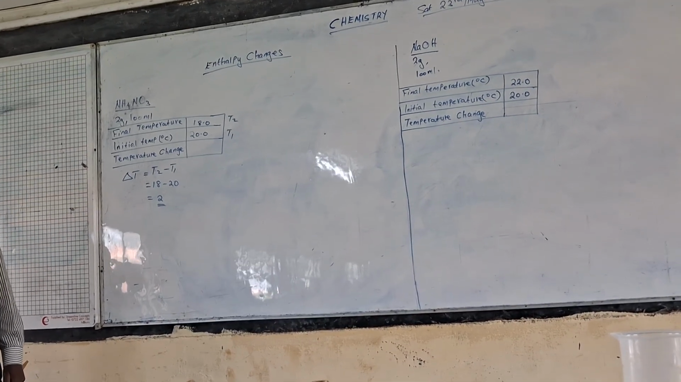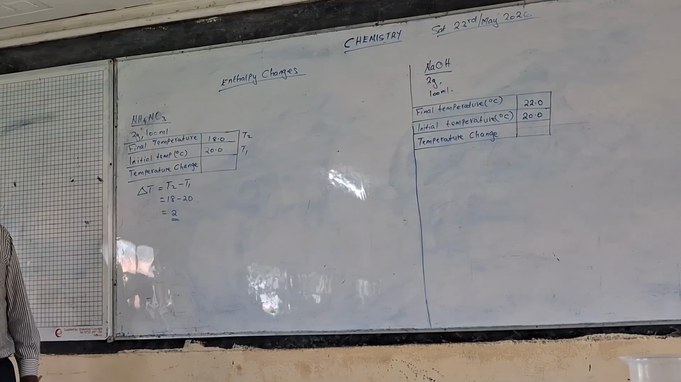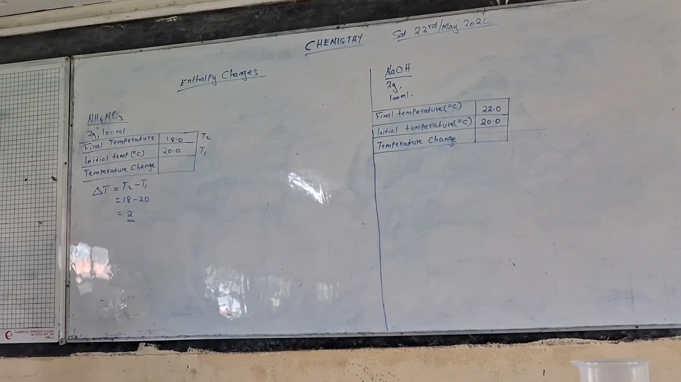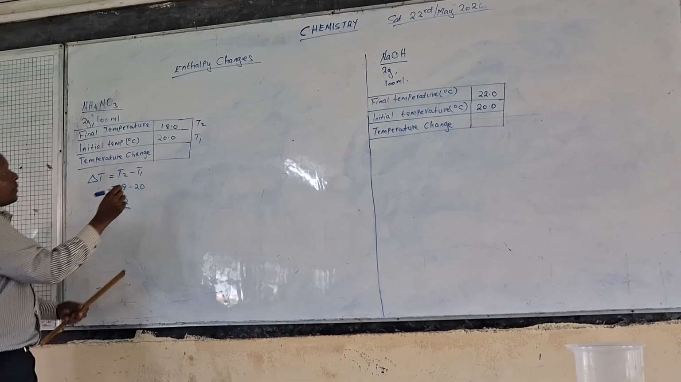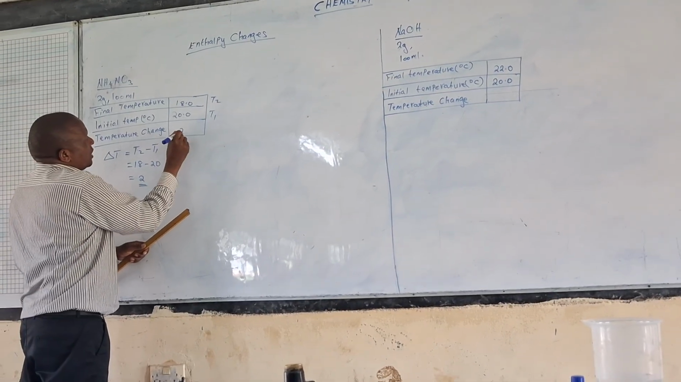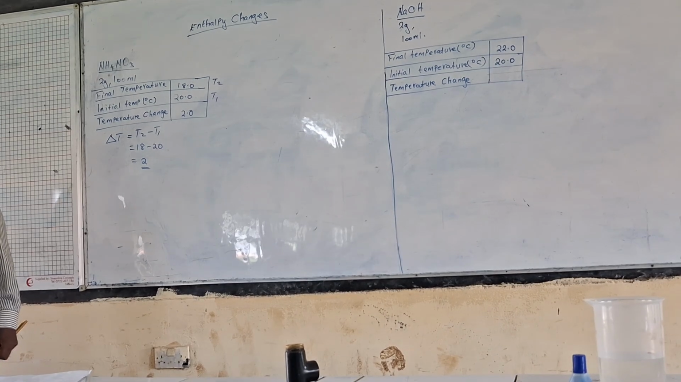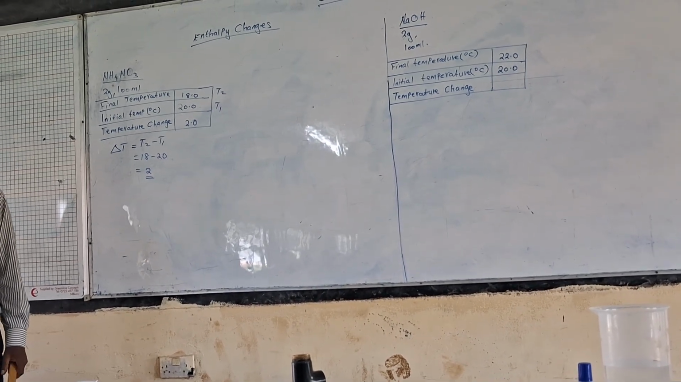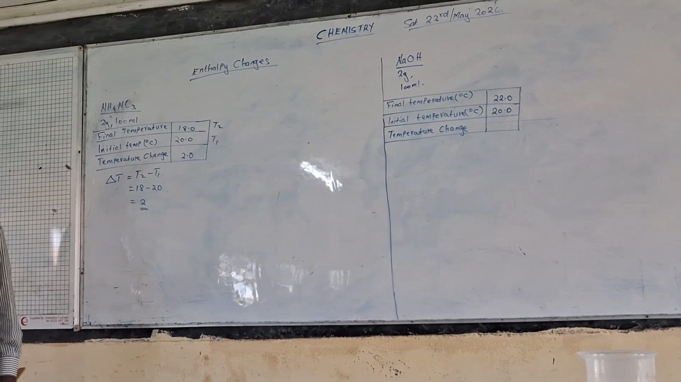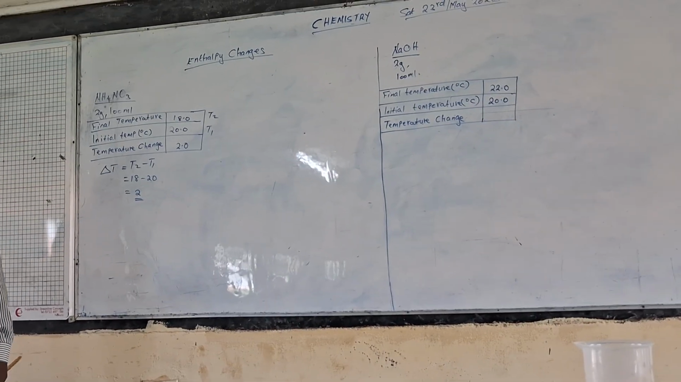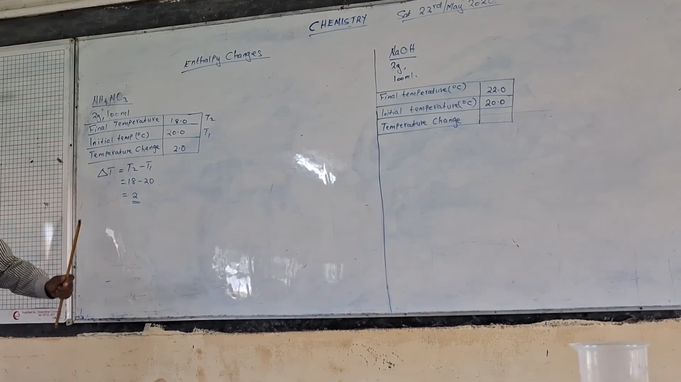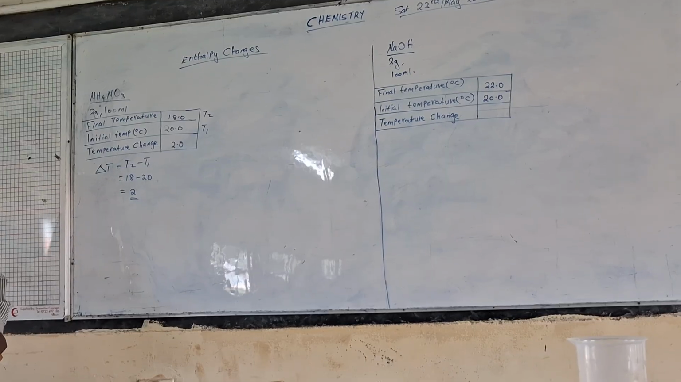Are we together? Don't write that negative. It is negative 2, yes, but it is a change. Just write 2. So our temperature change here, we write is 2.0. Don't write negative 2. That one is going to confuse you at the moment you are going to do the calculation. So just write 2. Do not write negative 2.